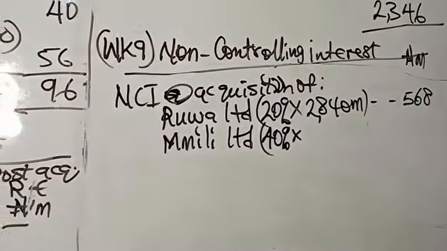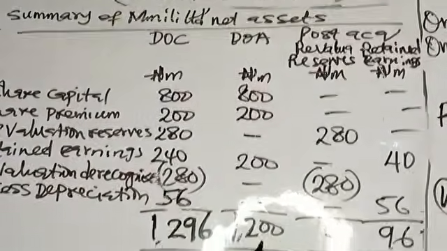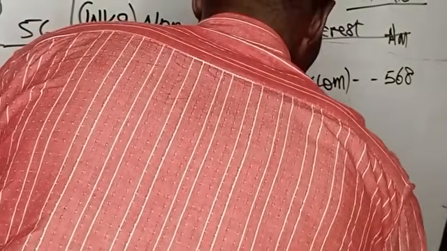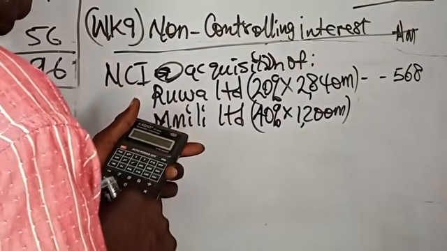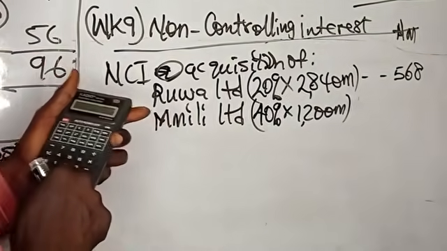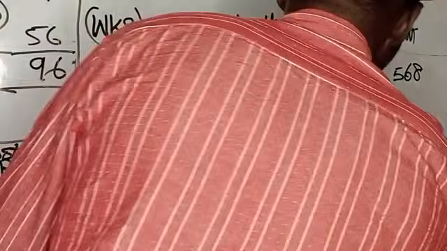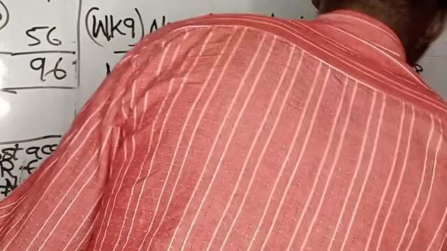40% of the net assets of Millie at the date of acquisition, which is 1,200. 40% of 1,200. If you've gone through the calculation of goodwill, this figure is there. So we have 480.